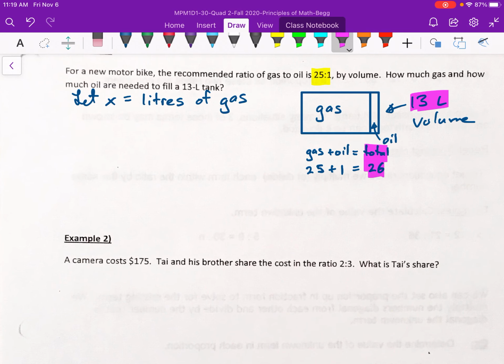So if gas to oil is 25:1, what if I were to do gas to total? So I'm going to set up a ratio that goes parts of gas to the total amount of volume in the tank. Well, gas is 25 again, and the total, as we saw, was 26. I'm going to stick with pink for the total here. I'll still go with green just for my first number. I want to set up an equivalent ratio to that. Well, I know that the total amount of gas in the tank is 13 liters.